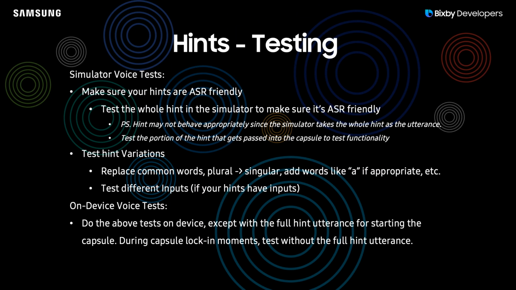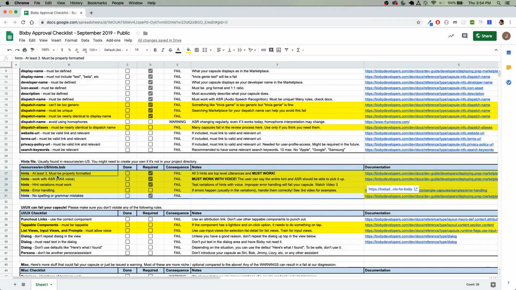Next, I'm going to show you how to test your hints. We're going to be doing our testing in the simulator for this video. We're going to test to make sure that ASR works for the hints, and finally that the functionality also works for the hints. After that, we're going to test the hint variations. So we also test for hint variations during the capsule review process as well. During our testing in the simulator, we will be going through this section here and making sure that our hints fulfill all of these criteria.